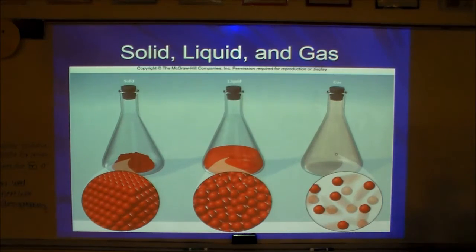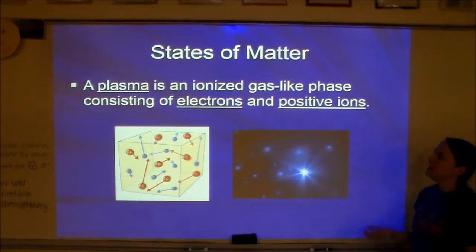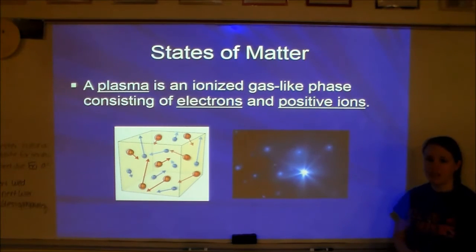All right, so let's look at our last one, and that's plasma. A plasma is an ionized gas-like phase consisting of electrons and positive ions.